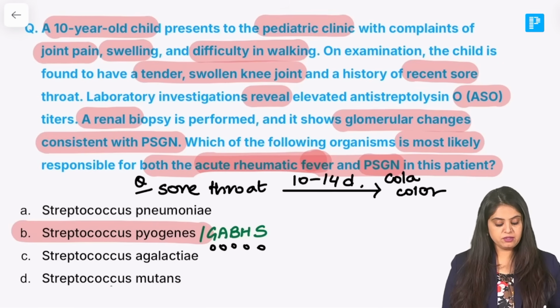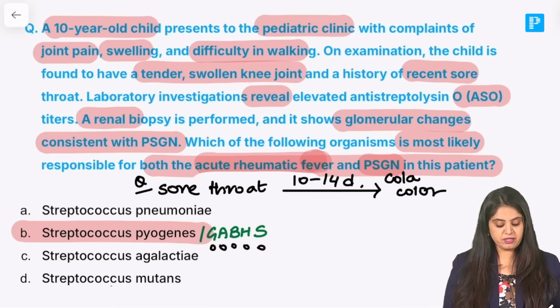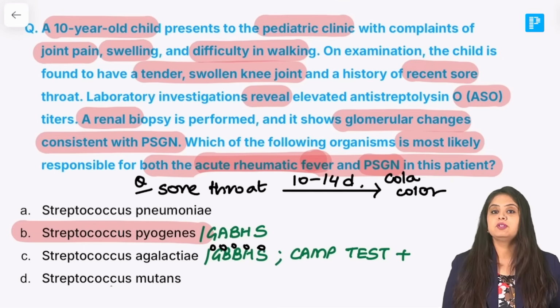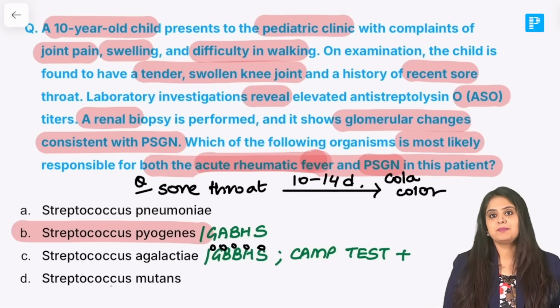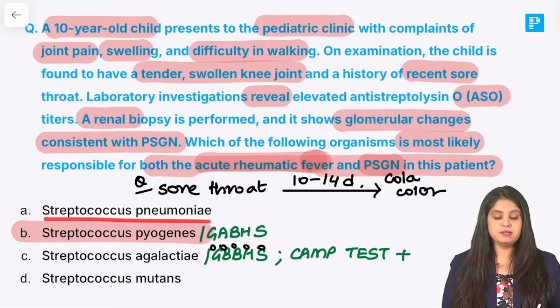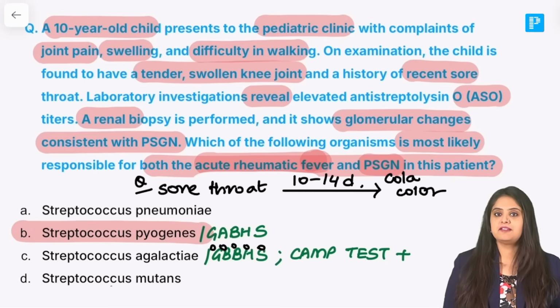If I look at the other options, if group A beta hemolytic streptococcus is Streptococcus pyogenes, then group B beta hemolytic streptococcus is Streptococcus agalactiae, and remember CAMP test, so Streptococcus agalactiae is CAMP test positive. Well, Streptococcus pneumoniae, the bile positive ones that I've already discussed, comes under alpha hemolysis.